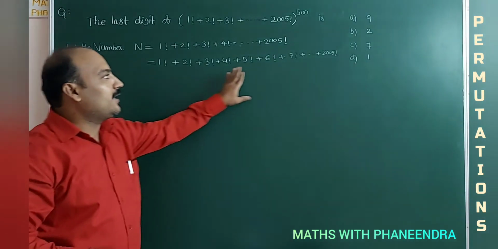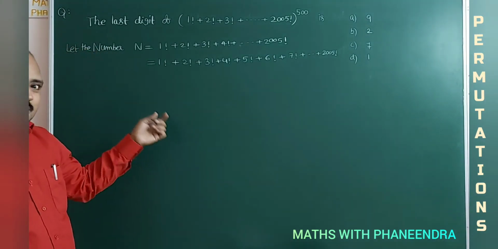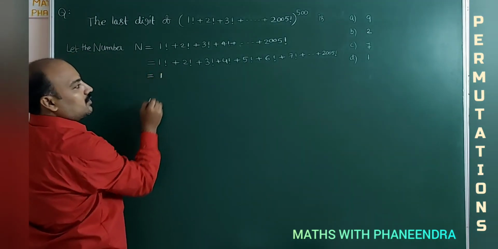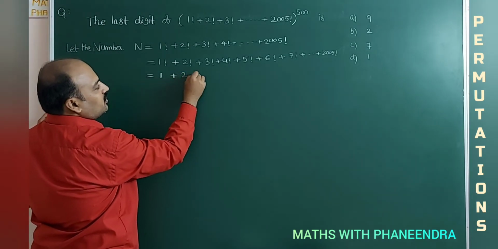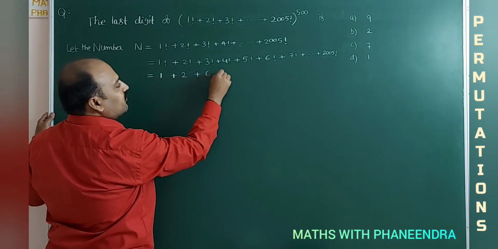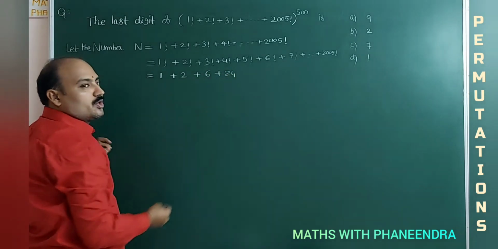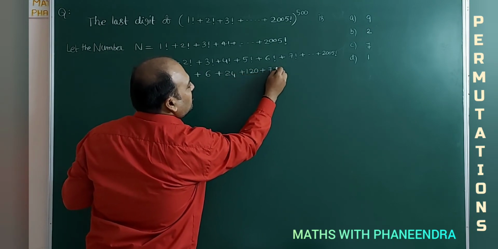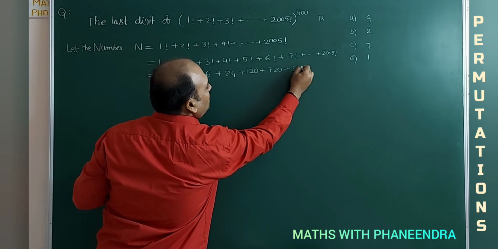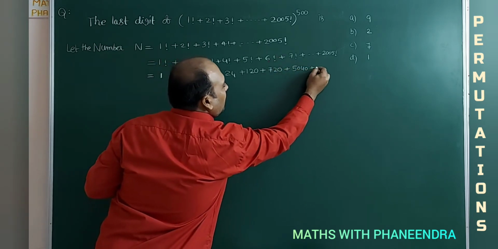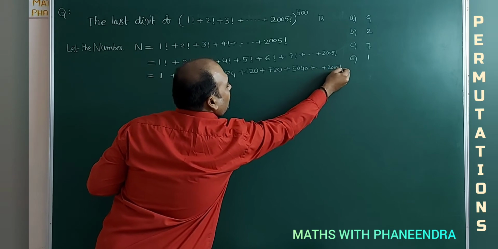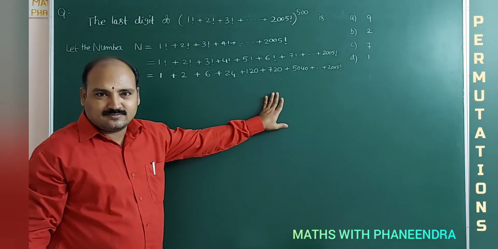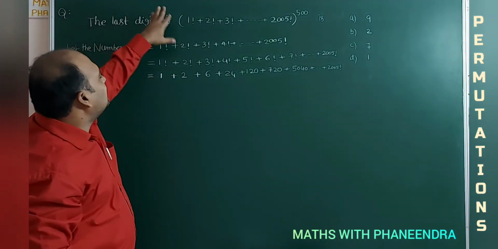Why are we writing again and again? In the last question also we observed that 1 factorial means 1, 2 factorial means 1 into 2, 3 factorial means 1 into 2 into 3, 6, 4 factorial means 1 into 2 into 3 into 4, 24, 5 factorial is 120, 6 factorial is 720, 7 factorial is 5040, plus and so on up to 2005 factorial. By observing this, they are asking for the last digit of this number.